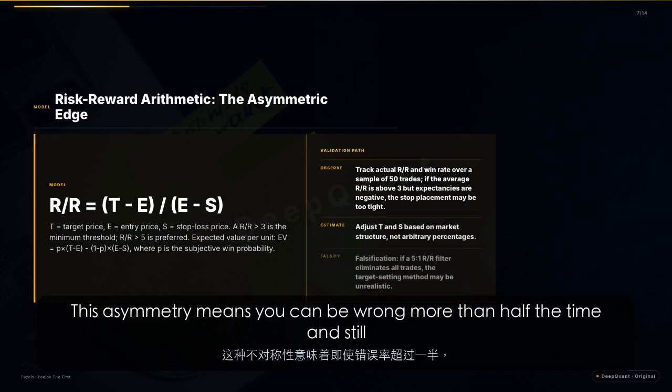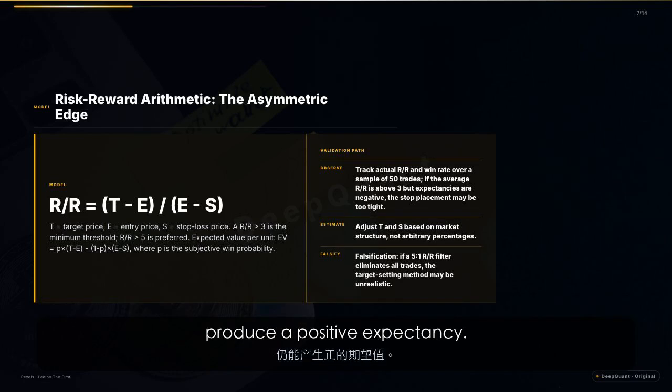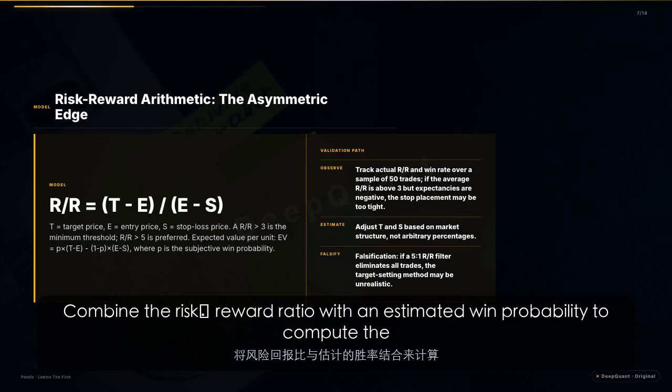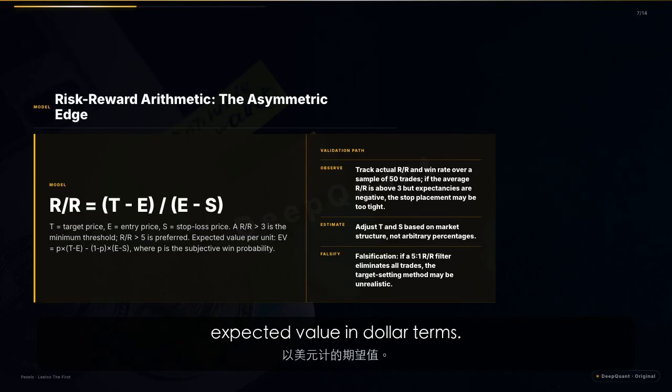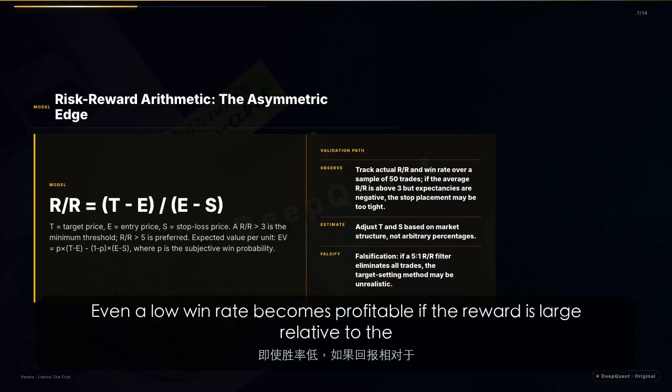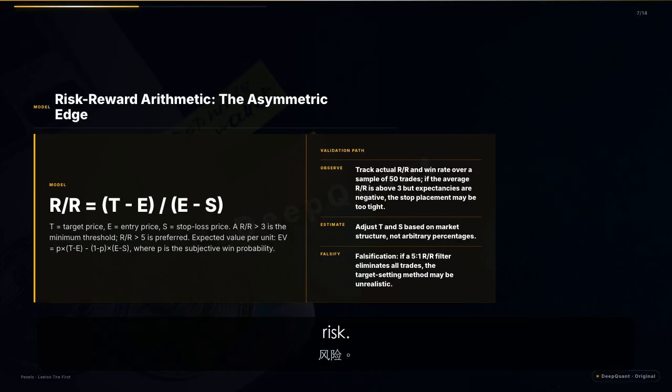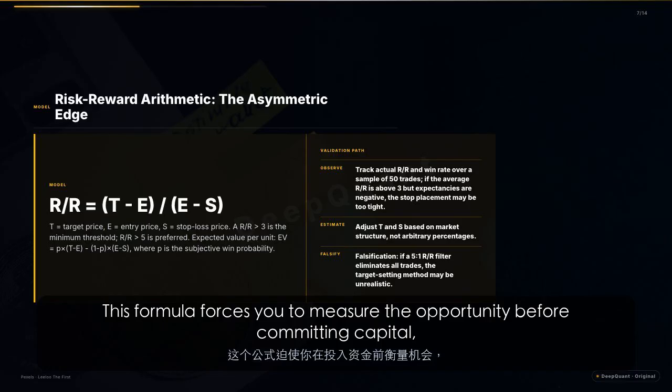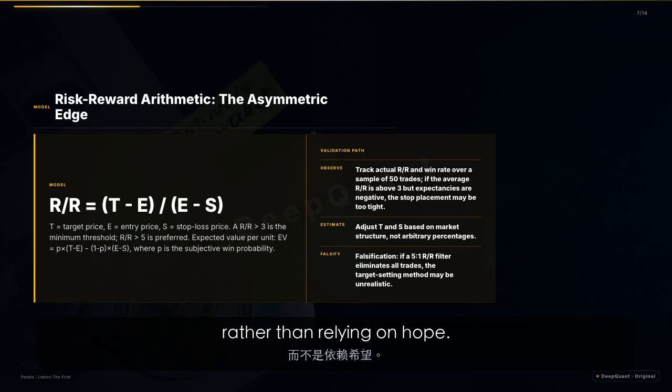This asymmetry means you can be wrong more than half the time and still produce a positive expectancy. Combine the risk-reward ratio with an estimated win probability to compute the expected value in dollar terms. Even a low win rate becomes profitable if the reward is large relative to the risk. This formula forces you to measure the opportunity before committing capital, rather than relying on hope.